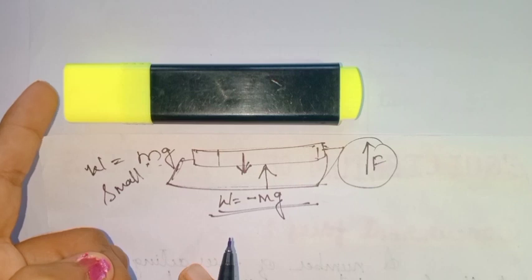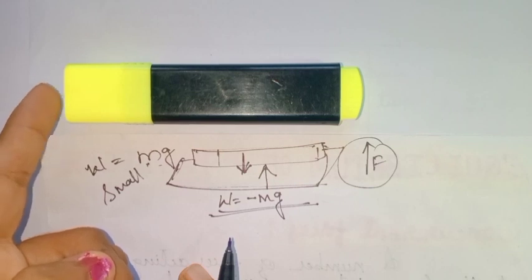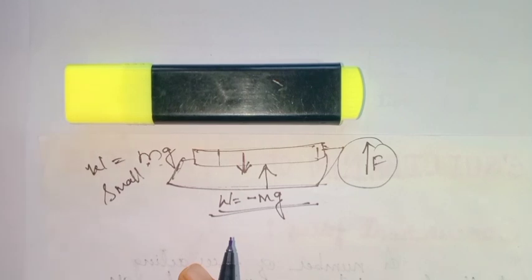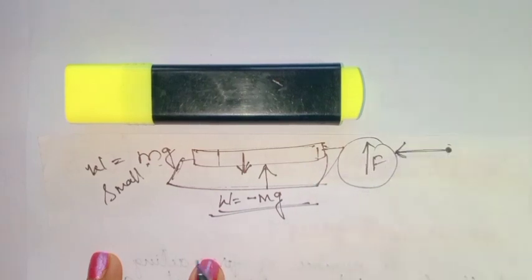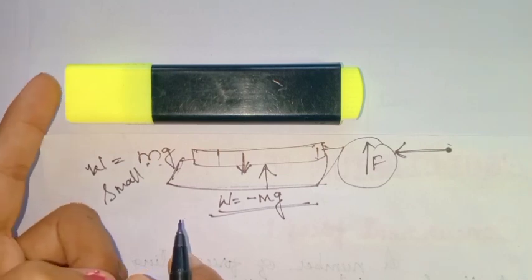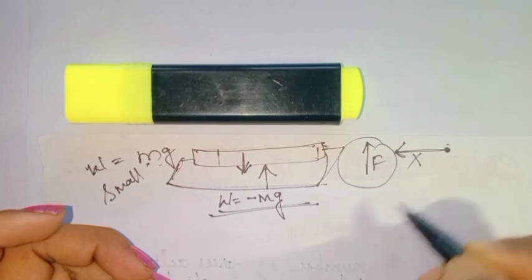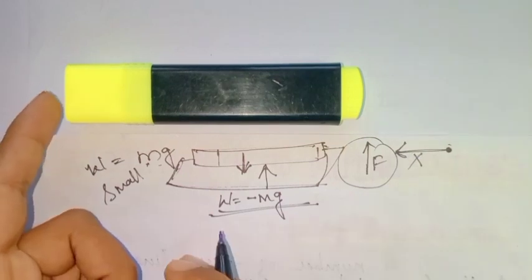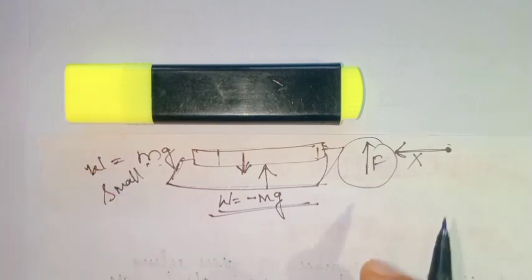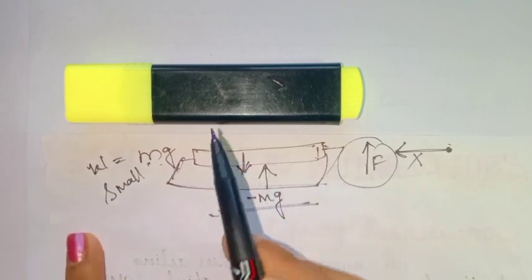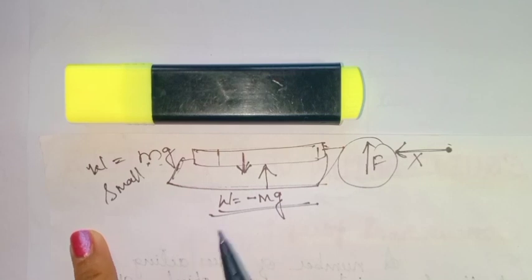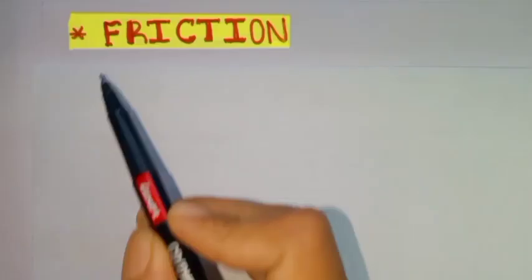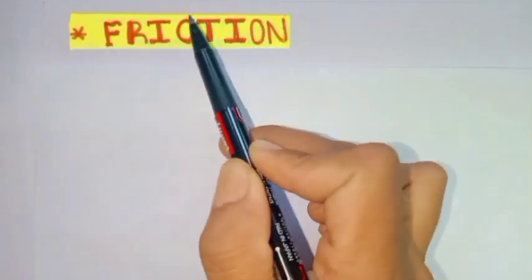No. Once a small force is applied, will this object move? No, this object is not moving. Then what is the reason? That is because there is another force horizontally in the opposite direction, which is opposing the applied force. Is it clear? If there were no such opposing force, this object might have moved suddenly when I applied the force, but it is not moving. There is some other force which is not letting this object move. That force is friction. In today's class we are going to study friction in detail.